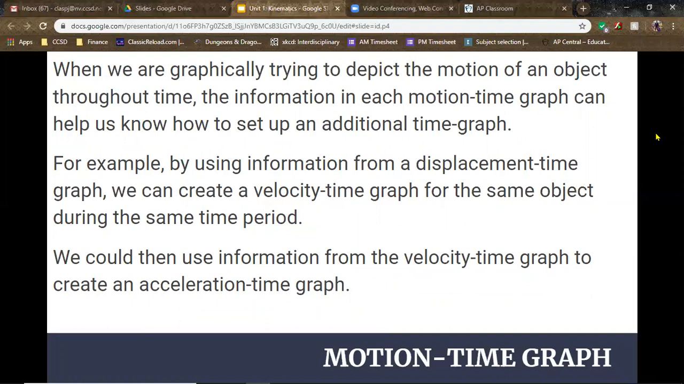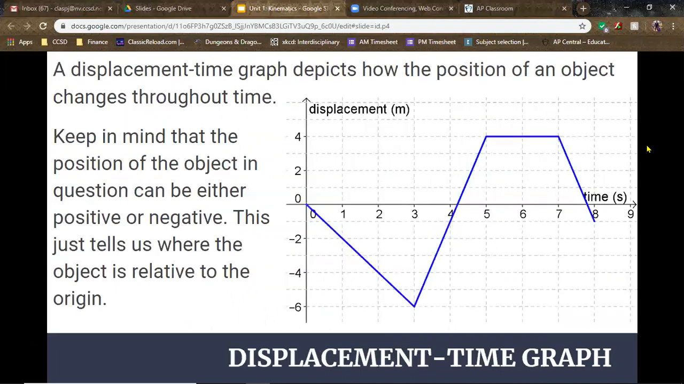When we look at the graphs of these motion time graphs throughout time, we can pull information from each graph to learn information that might be able to help us set up a different one. So we might be able to look at a velocity time graph and pull information from it that could help us set up an acceleration time graph. Or we could pull information to help us set up a position or displacement time graph. We're going to go over how to pull some information from them. So let's take a look.